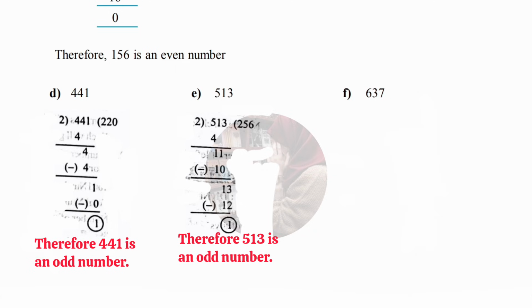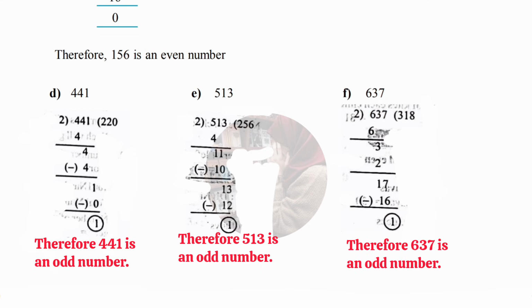Next, last one, 637. Let's divide it by 2. So 2 3s 6. Okay, then 3 will come downside, then 2 ones 2, 1 will be left and 7 will come downside, then 2 8s 16, 1 will be left as remainder. Therefore 637 is an odd number.